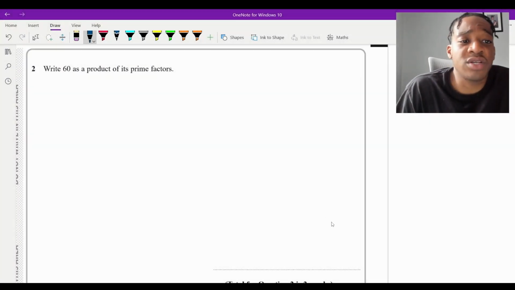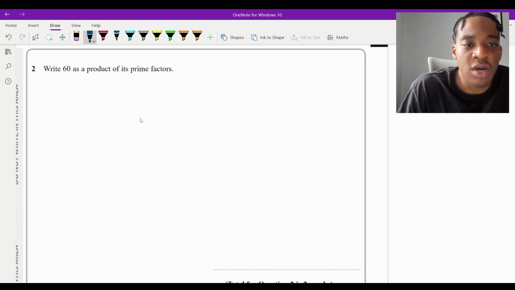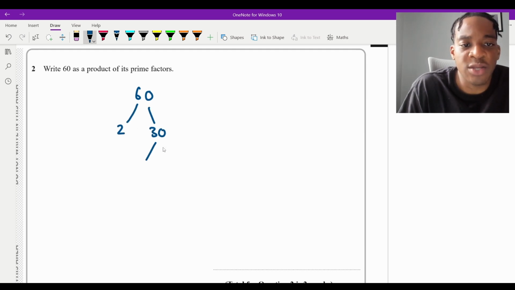Okay, so question 2 says we need to write 60 as a product of its prime factors, and this is 2 marks. So this one is very, very simple. Just going to start with a factor tree, and then you're going to get 2 branches. I'll start with 2. This will be 30, and then this will break down to 2 and 15. This will break down to 3 and 5.